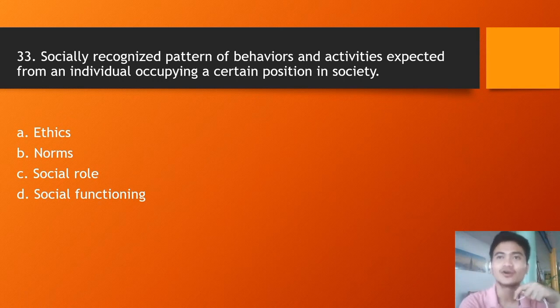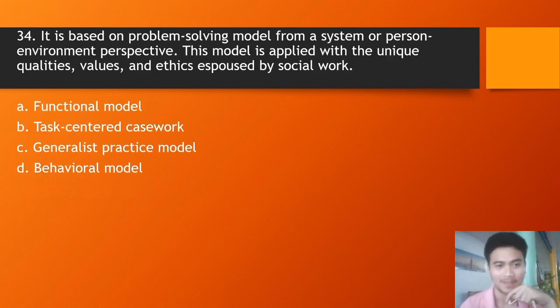No? Oo nga, nakapag-deliver ka nga ng deliverables. But the standard of your behavior in relating towards your colleagues in the office is not satisfactory, palagi lang may away, so hindi mo na-hit yung standard of behavior. That is the norm. Social functioning, ito yung focus in social work.